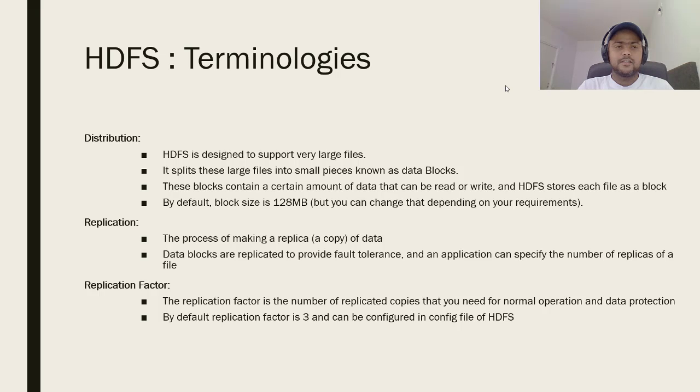So as we said, HDFS is designed to support very large files. The way it achieves that is basically it splits a very large file into small chunks, and those chunks are called data blocks. Now these blocks contain some data which can be read or written, and HDFS stores each file as blocks. So each single file is divided into blocks, and each block is a portion of the file which HDFS uses to read and write the data.